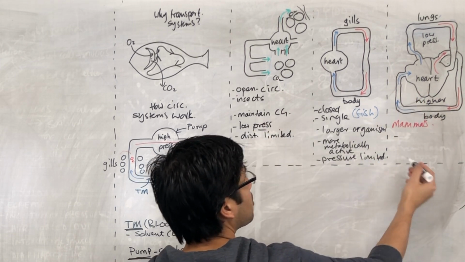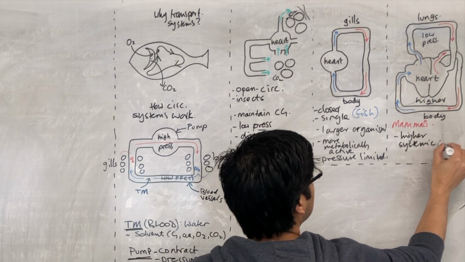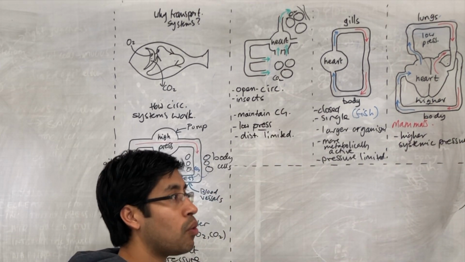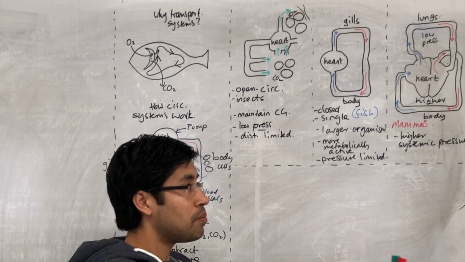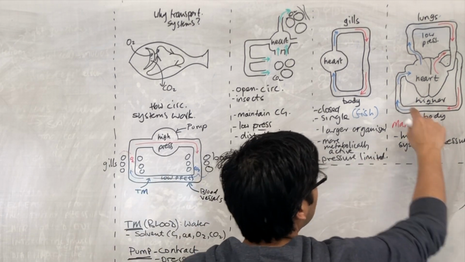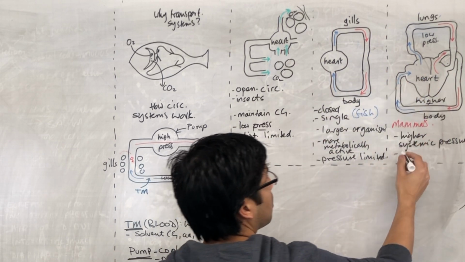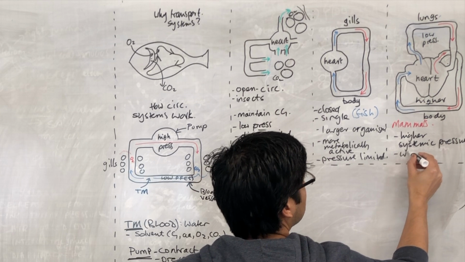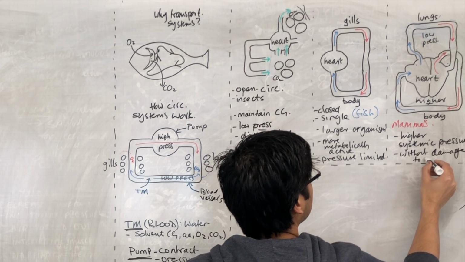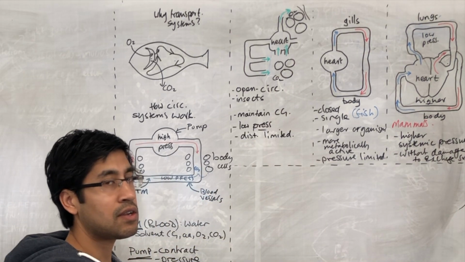And so with the double circulatory system, we can have a higher systemic pressure, right? So we can have a higher pressure going to the rest of the body, and so organisms can be bigger, they can be more active, because there's a more effective supply of oxygen and removal of carbon dioxide. But at the same time, we can have a much lower pressure going to the lungs, without damage to the exchange surface.